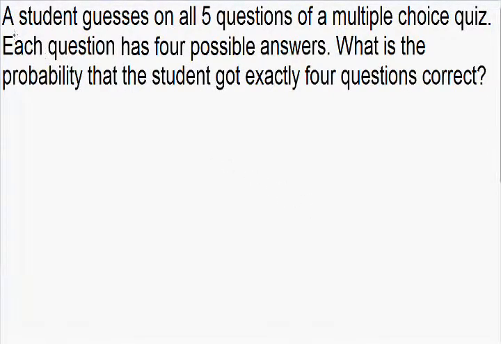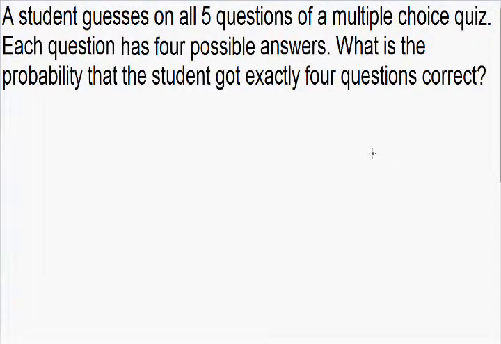Okay, in this example it says a student guesses on all 5 questions of a multiple choice quiz. Each question has 4 possible answers, and it's asking us what is the probability that the student got exactly 4 questions correct. Now, it's important to recognize that there's only 2 possible outcomes for this problem. One of the outcomes is that the student is going to get the question correct, and the other outcome is that the student is not going to get the question correct. So since there's 2 possible outcomes, we can solve this problem using binomial distribution.